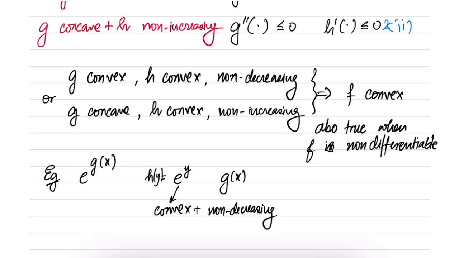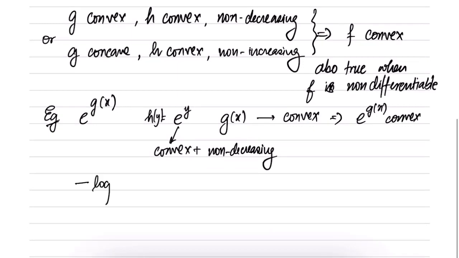So therefore e raised to the power g of x would be convex if g of x is convex. Whenever you apply a convex non-decreasing function on the outside, you can ensure that the resulting composition is convex. A similar example is minus log of g of x. Minus log is also convex and non-increasing. In the same way, if g of x is concave, then minus log of g of x would also be convex.